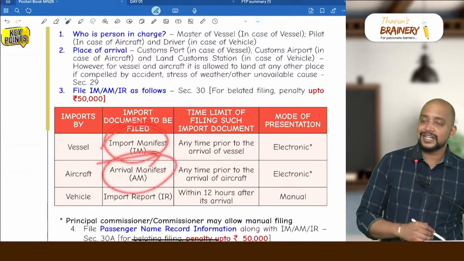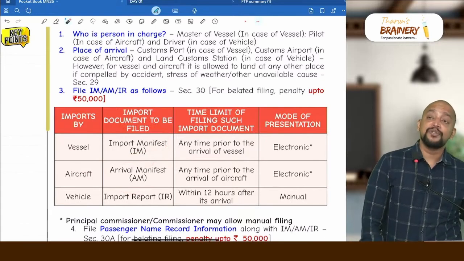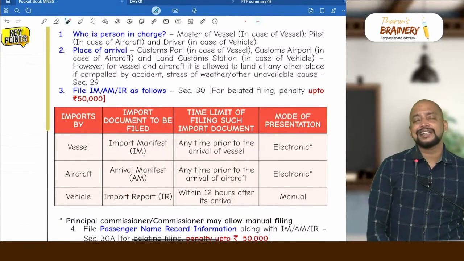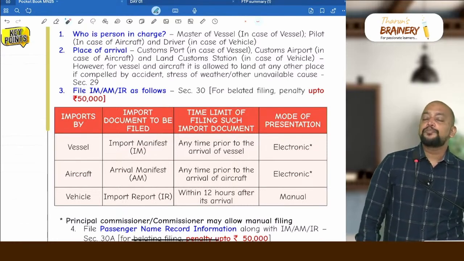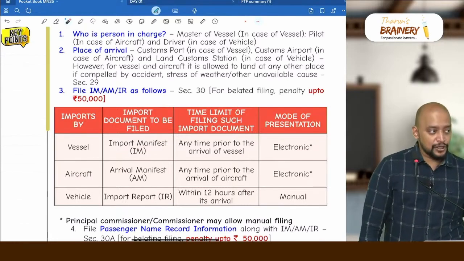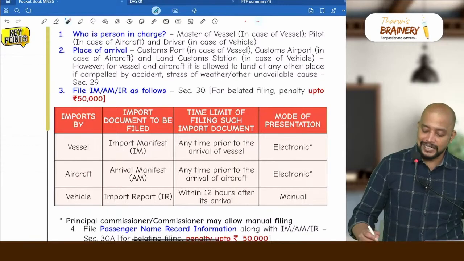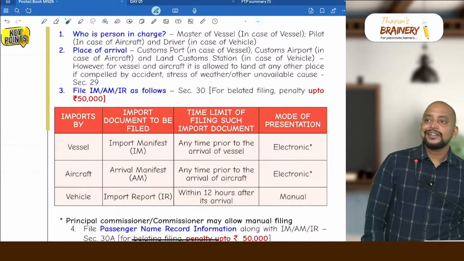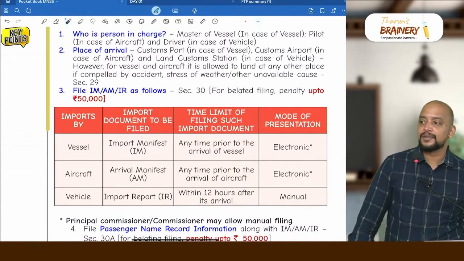When should the import manifest and arrival manifest be submitted? Before arrival. Before arrival itself they should have submitted that, at any time before arrival. And the import report they can submit after arrival also, but it should be within 12 hours after arrival. How will these two be filed, sir? Will the person in charge come, park the vessel, swim and come and file? No.